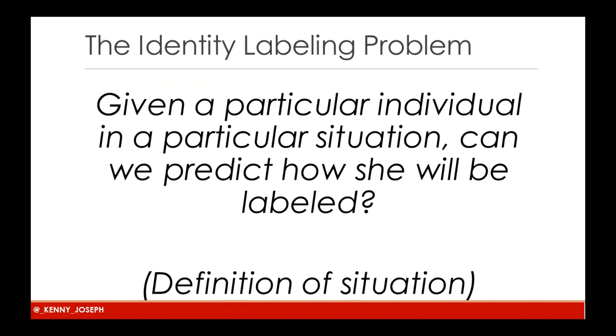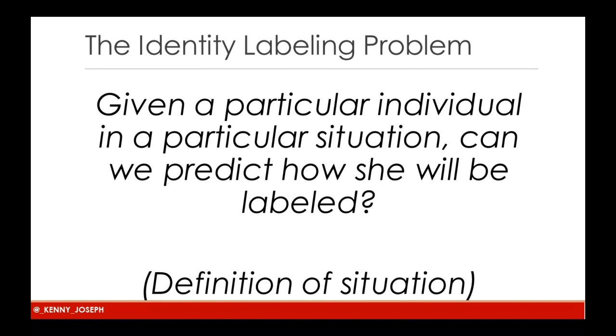I think what I do have to explain is what I mean by the identity labeling problem. So the definition here is: given an individual in a particular situation, can we predict how she's going to be labeled? With discussions with Lynn, I think this is really close to this more sociological idea of definition of situation. I think you guys will see that play out.